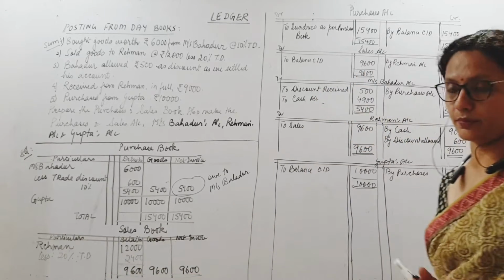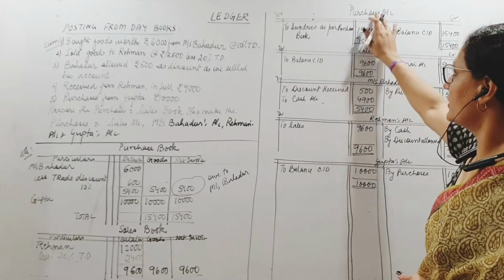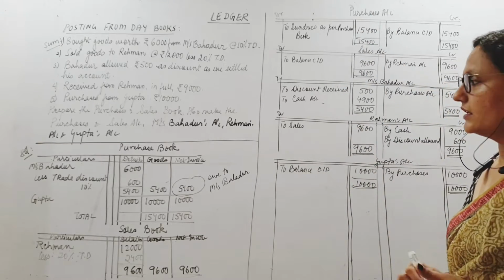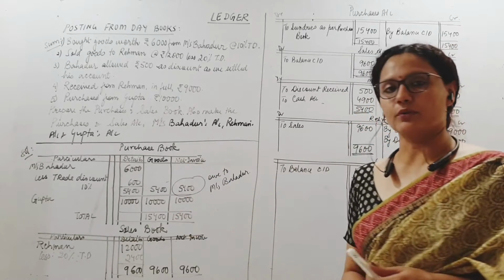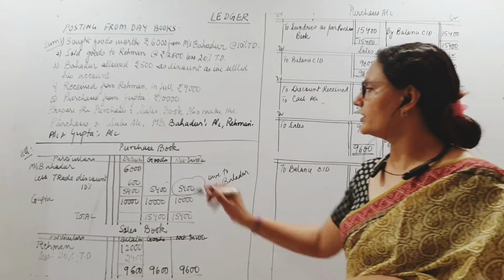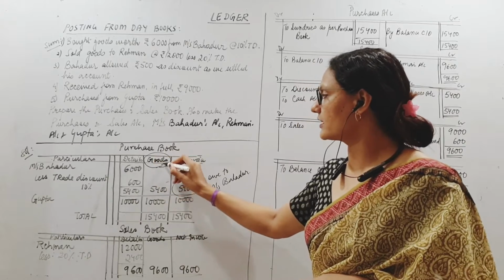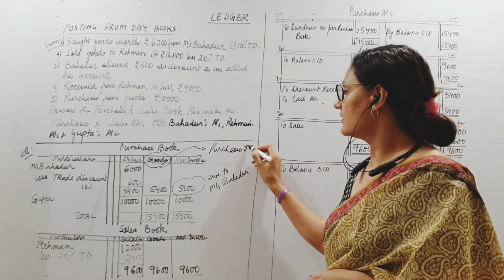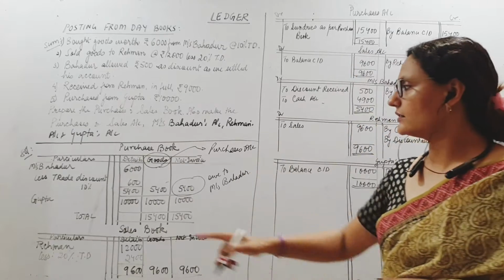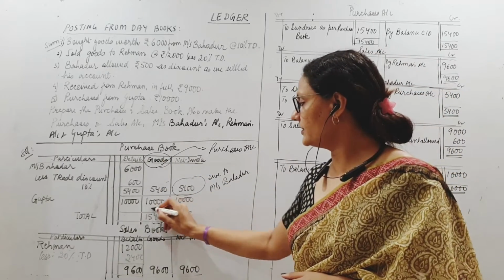Now let us see how we post it. Let us take the purchase account first. It is important to note here, children, that in my purchase book, whatever is the total of the goods column, this goods column will go to the purchases account. What is the total of purchases made?